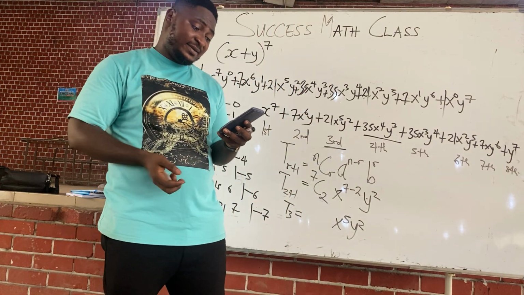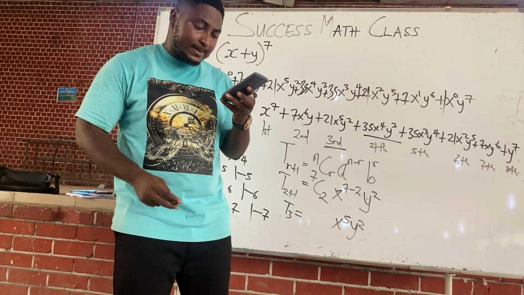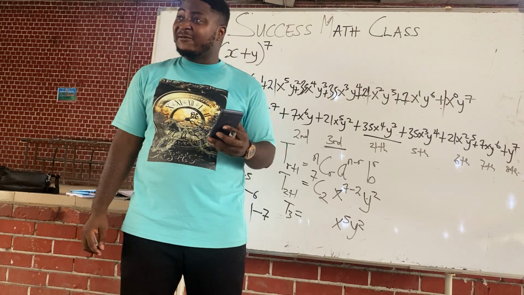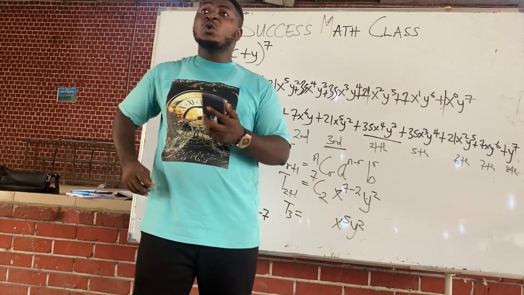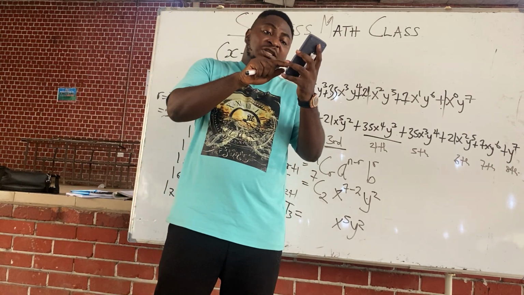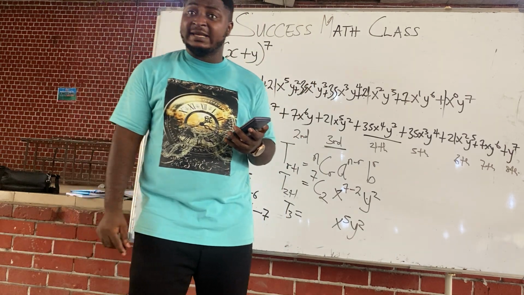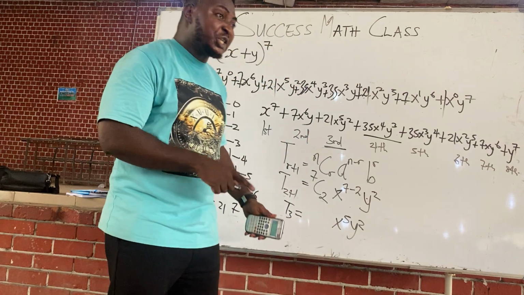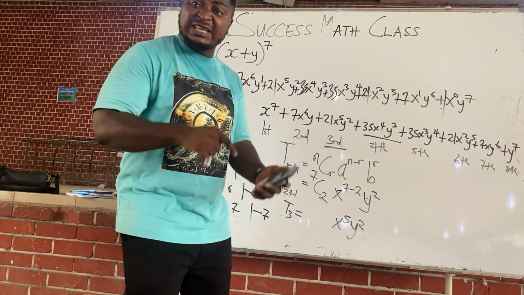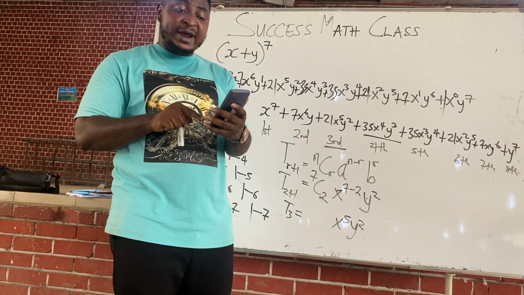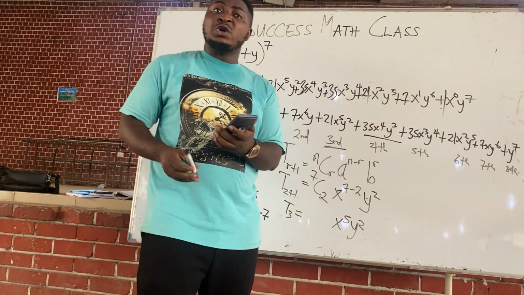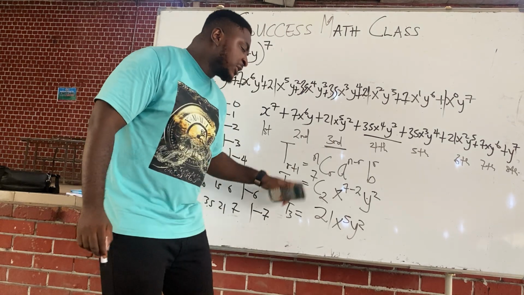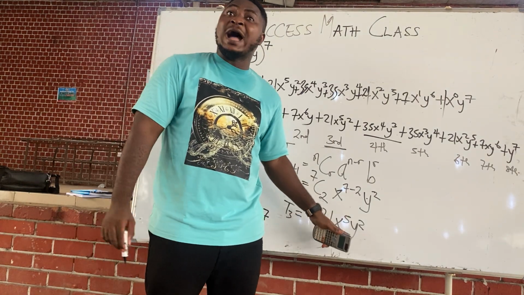Class, press 7 in your calculator. You want to press 7 combination 2, right? Press 7. Have you pressed 7? Press shift. After pressing shift, press the division sign in your calculator, and press 2. And press equal to. What do you have? 21. So our third term in the expansion is 21x raised to power 5y squared.